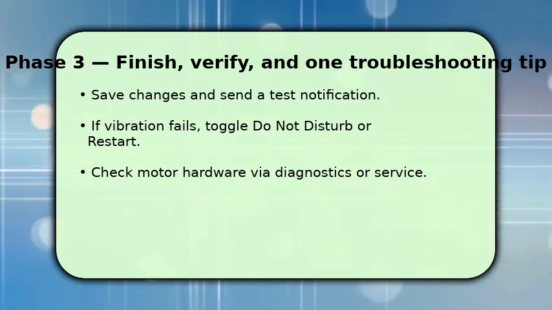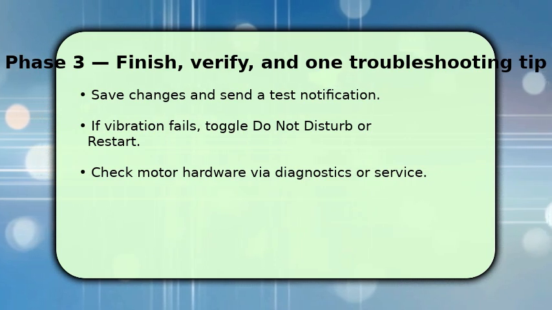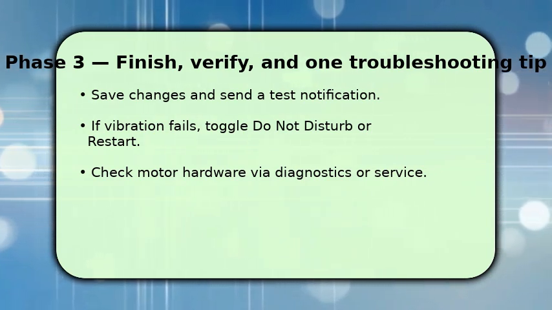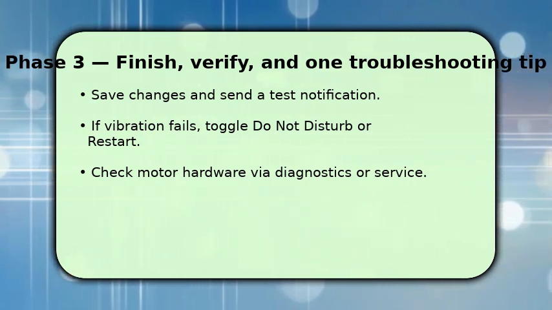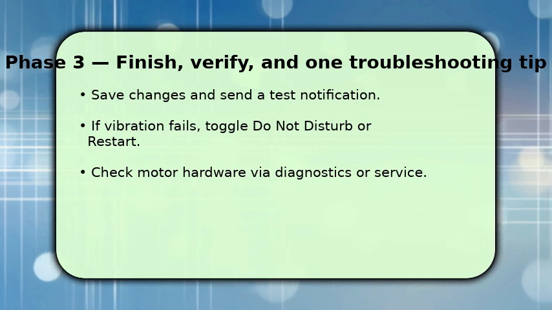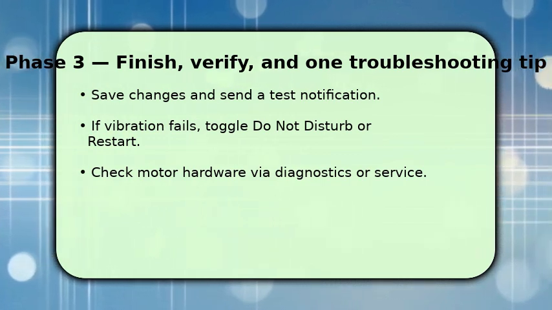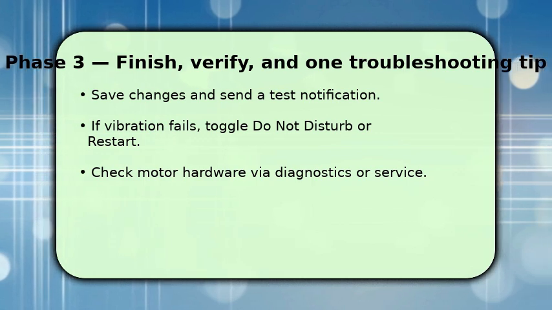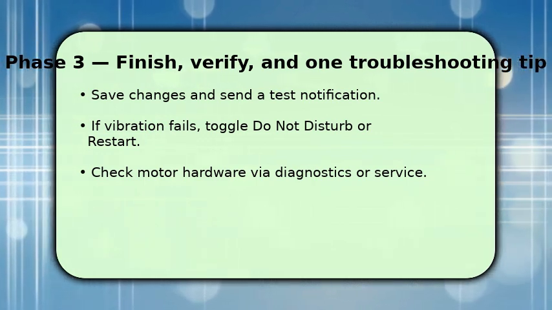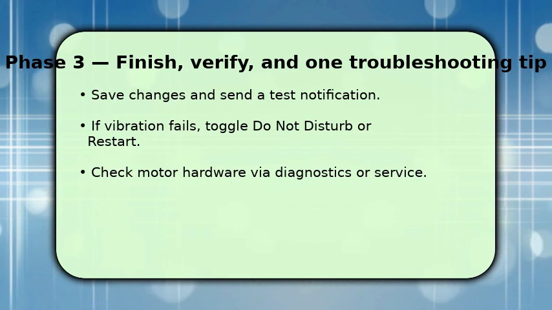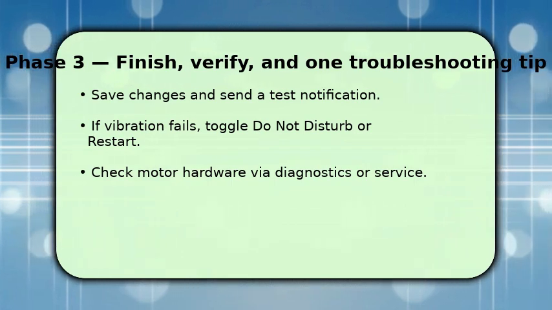If not, make sure Do Not Disturb is off and that battery saver isn't blocking haptics. Toggle those settings and retry. Once done, restart the device to clear minor glitches. If vibration still fails, run the hardware diagnostics or contact service because a broken vibration motor requires repair rather than a settings fix.